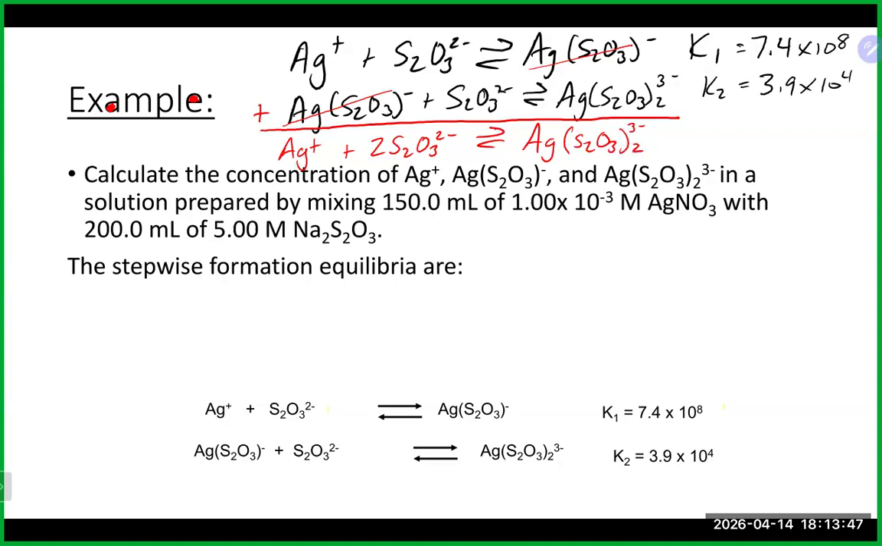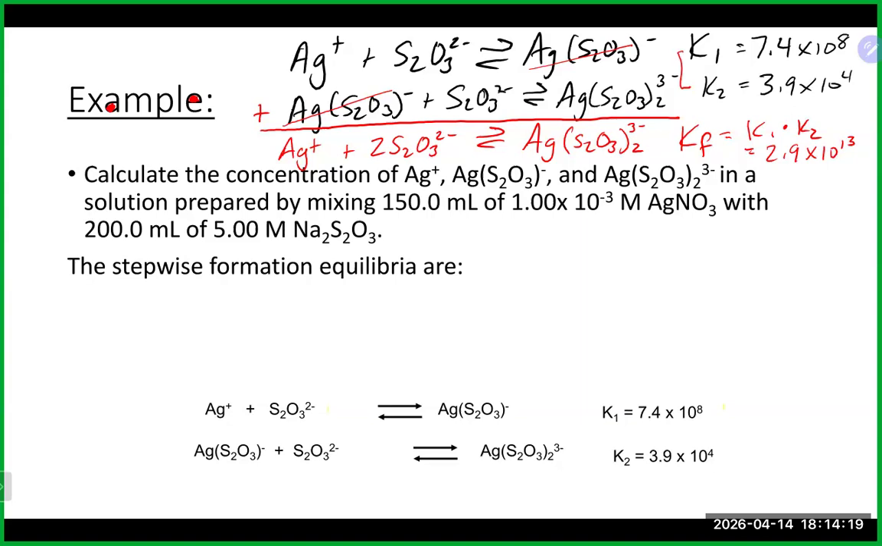We could also get the Kf value for this. Since we added those together, we're going to multiply, not add, the 2 K values that were given to us for each of the steps. That would get us, in this case, 7.4 to the 8 times 3.9 to the 4, and we'll call it 2.9 times 10 to the 13. First off, any questions on that part there?